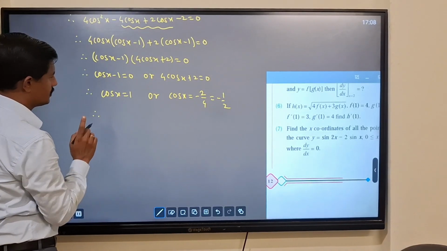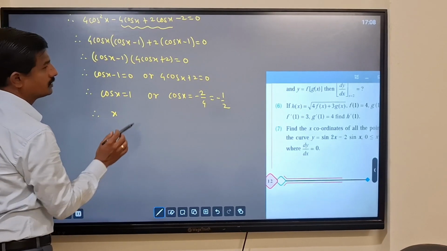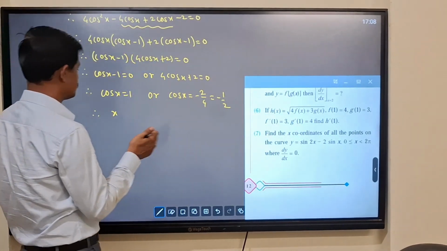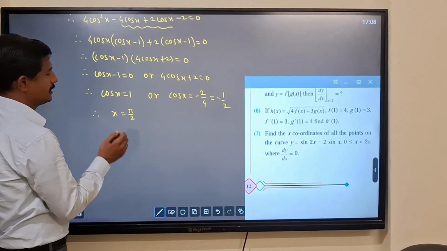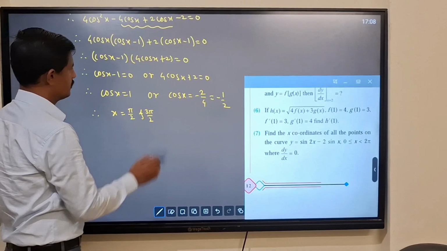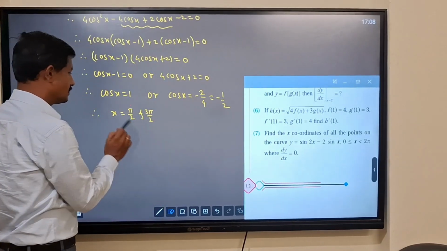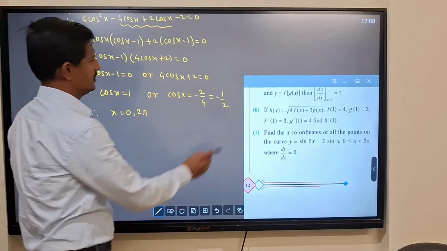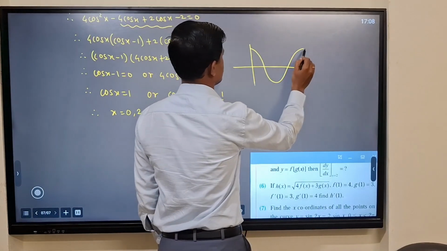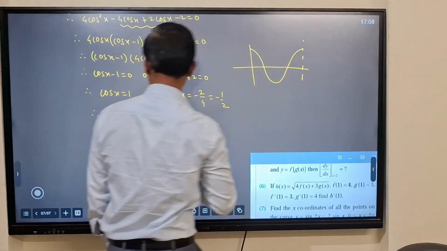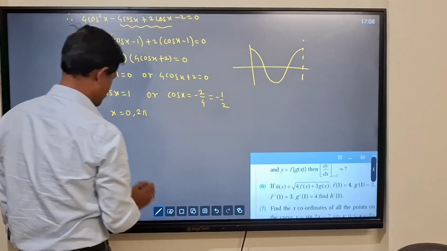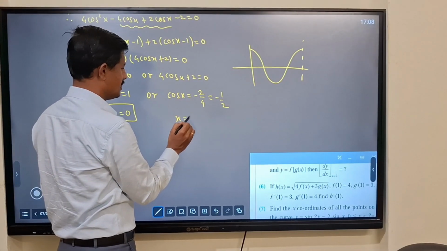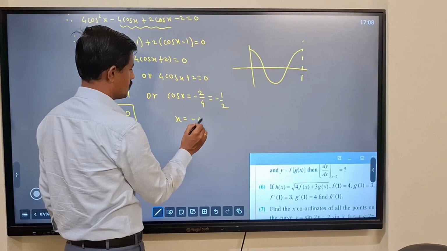Therefore, here cos x is 1 at x equal to, here they give the limit from 0 to 2 pi. So value of cos x is 1 at pi by 2 and 3 pi by 2. Okay, sorry, I did it wrong. Cos x is 1 at 0 and 2 pi. Let me check it out. The graph of cos is like this, from 0 to 2 pi. At 0 it is 1 and at 2 pi it's 1, correct. But it's strictly less than 2 pi. So value of x is 0. This is one answer.